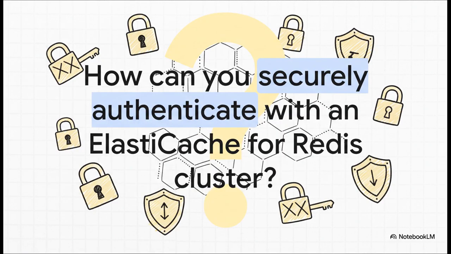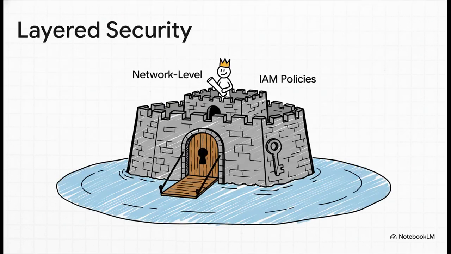Last, but certainly not least, security. This is a massive topic on AWS exams, and ElastiCache is no exception. You absolutely must know how to lock down your cache and make sure only your application can access it. The best way to think about this is like layers of security for a castle. Your first line of defense is the network. That's your VPC and security groups. This is the moat and the drawbridge, controlling what can even get close to your cache.